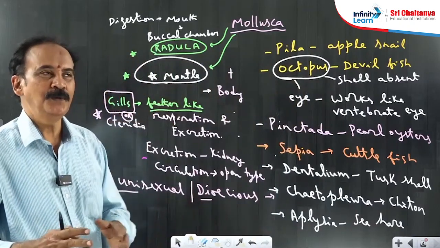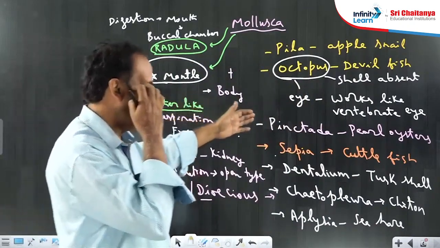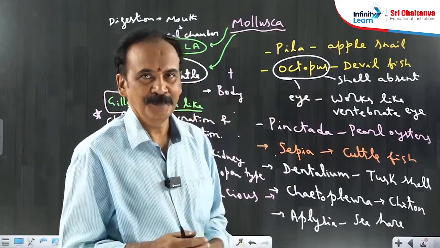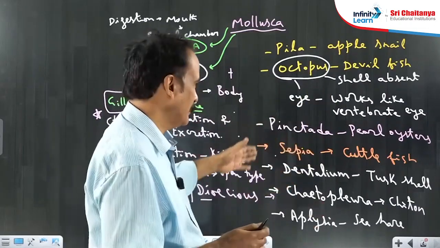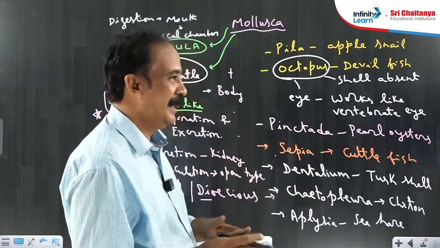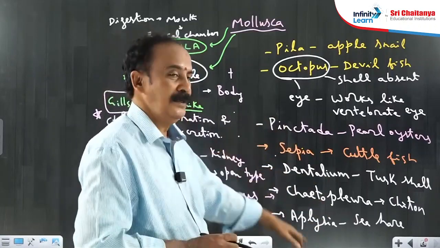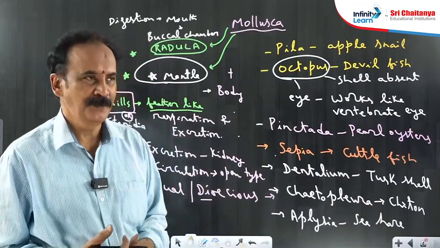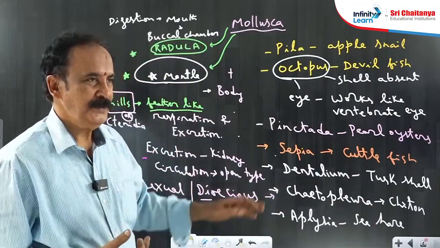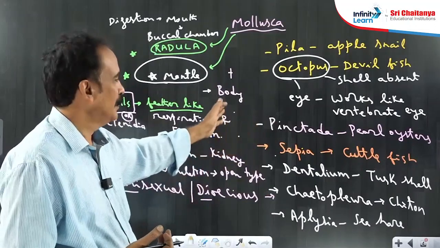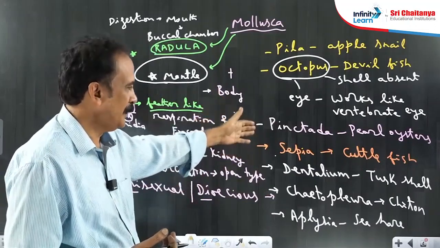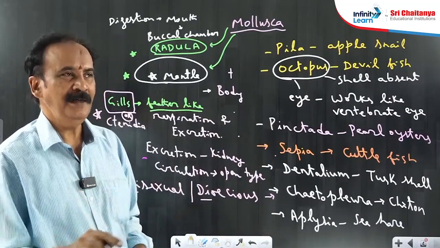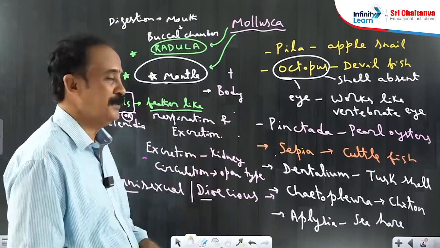Both scientific names as well as the common names are to be remembered. Both are important. Generally for the examples they will go for the scientific names. Sometimes they may also give you the common names. So you should remember both these terms. This phylum gives you unfamiliar names, so better you write and read them a number of times so that you will be able to remember those names.